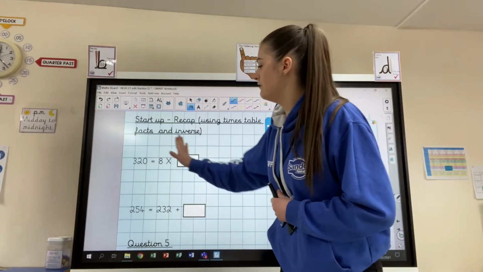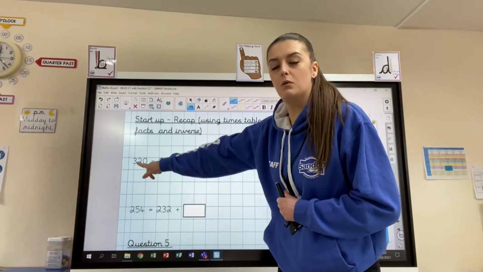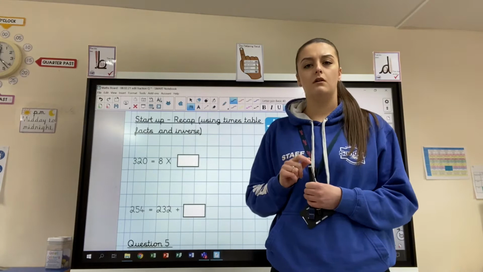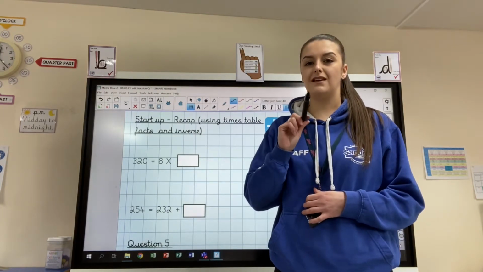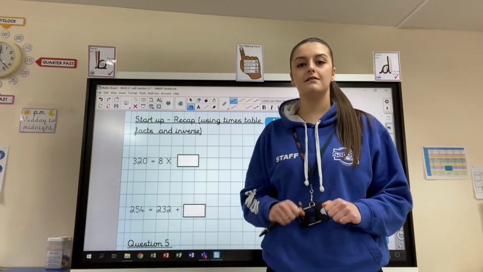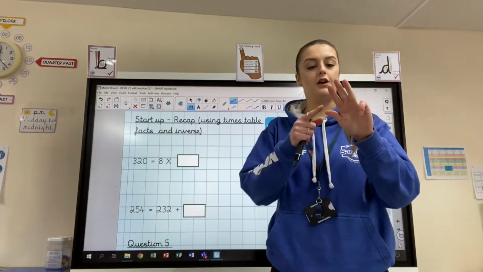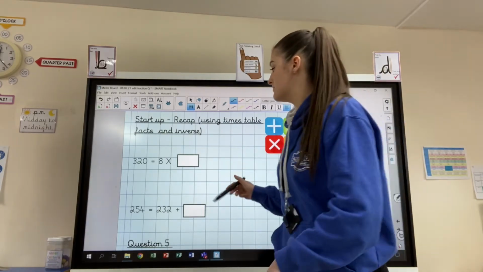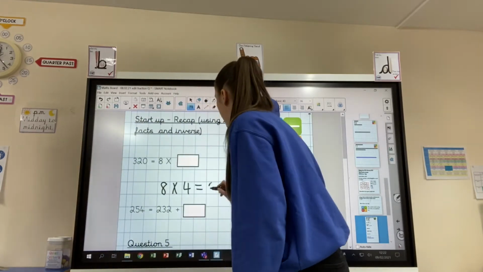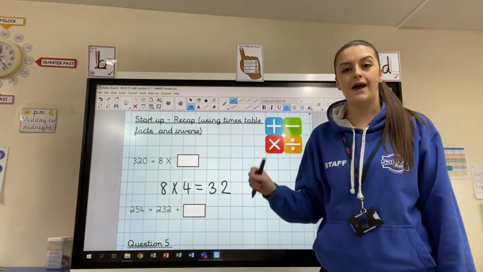Now if I cover over the 0, I get the answer 32. 8 times something equals 32. Now I know that's in my 8 times table up to 12 times 8. So let's count in our 8s. 8, 16, 24, 32. Because 8 times 4 is 32. Okay, but the answer for this question is 320.